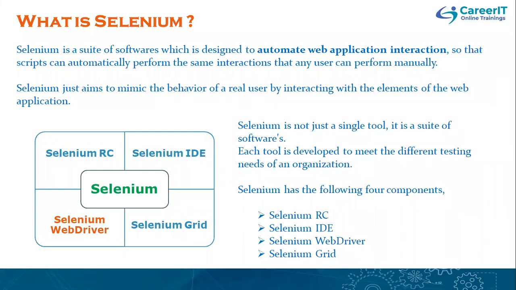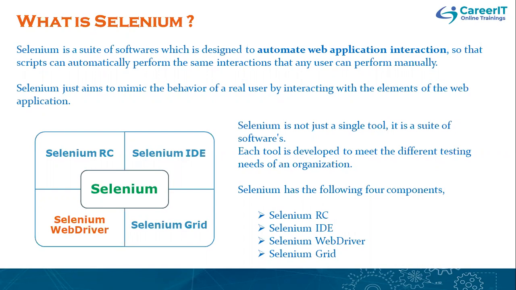Okay, so I just gave one definition. It's not kind of a definition. It's more like what is Selenium, generally, to very new persons. Okay, Selenium is a set of softwares, or a suite of softwares. It's not a single tool actually. There are 4 different components or tools available. Altogether, Selenium is a suite of softwares which is basically designed to automate web application interactions. Okay, the main purpose of the Selenium tool is to automate web application interactions.